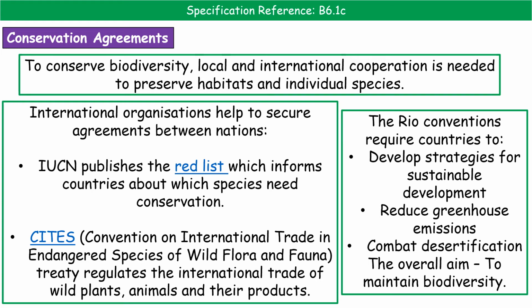There was a big convention in Rio a good few years ago now, where countries came together and they agreed certain things. The overall aim was to maintain biodiversity. The way they agreed to do this is do things that are going to reduce desertification, to reduce their greenhouse emissions, and develop strategies for sustainable development.